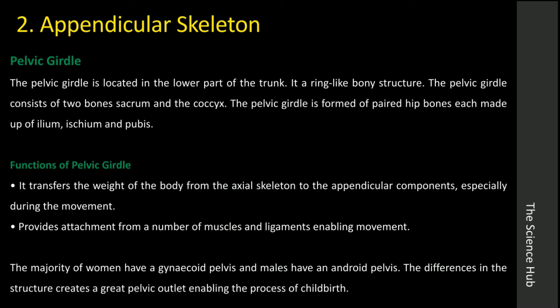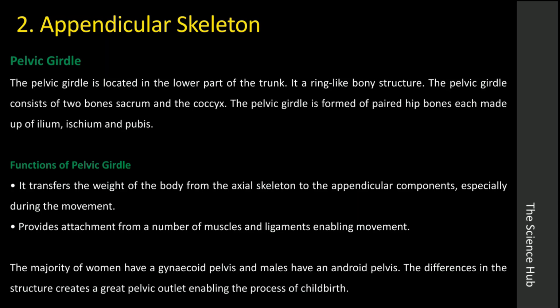Pelvic girdle. It is located in the lower part of the trunk. It is a ring-like bony structure. The pelvic girdle consists of 2 bones, sacrum and coccyx. The pelvic girdle is formed of paired hip bones, each made up of ilium, ischium, and pubis.